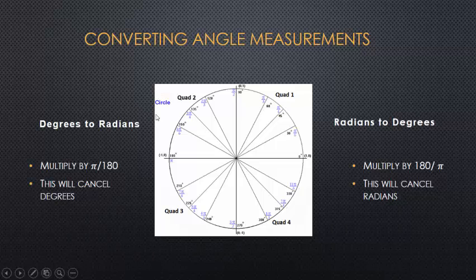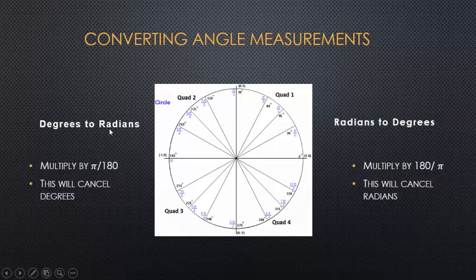So what I mean by that is if you need to change from degrees to radians, just as if you needed to change from centimeters to inches, you probably want to have inches in the numerator and centimeters in the denominator. Here, if I want to change from degrees to radians, I want to divide by 180 degrees and multiply by pi radians. That will cancel degrees and your answer will be in terms of radians.